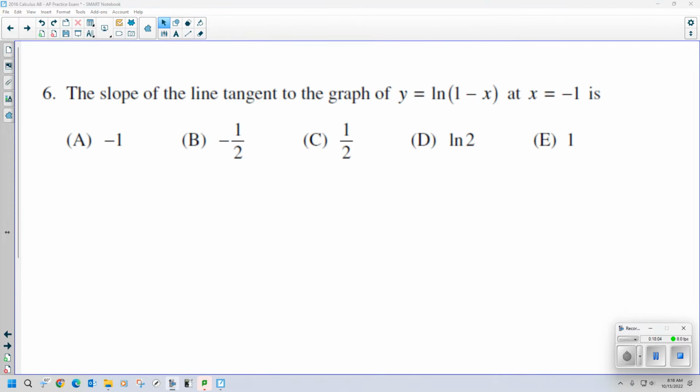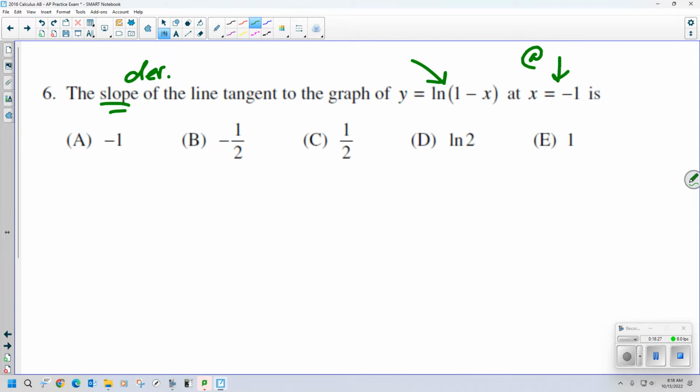Number 6, the slope of the line tangent to the graph of y equals ln of 1 minus x at x equals -1 is. Okay, so what are they asking? Slope is the same thing as derivative. They're not saying equation of a line, the slope of the line. So I need the derivative of this at this point. Okay, we're taking the derivative of this, y prime.